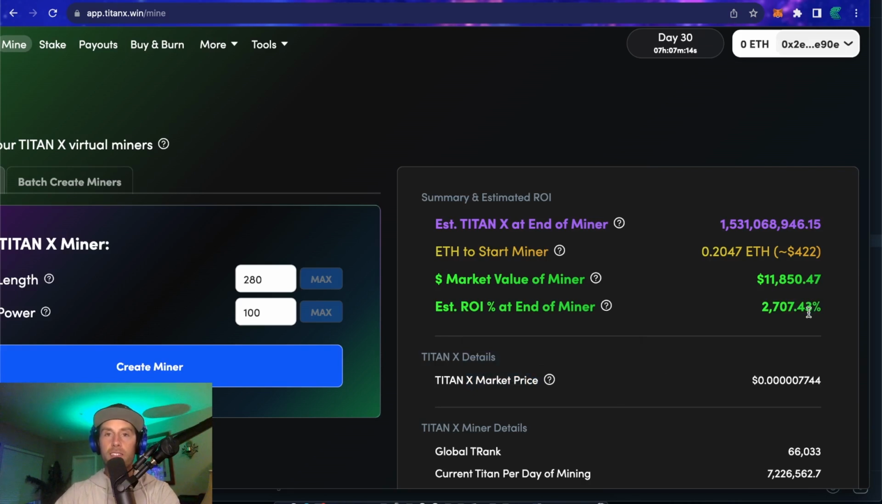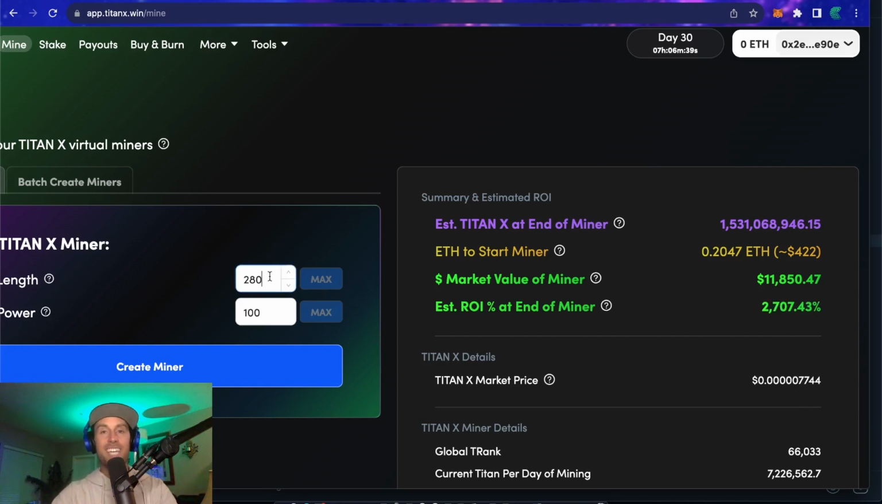Now, the way this is done is, I'm not going to do the math here, but if you were to divide the cost of this miner, so $422, by the amount of TitanX that you're getting from your miner, you're going to get the cost, like the purchase price, if you will, at which you essentially bought into TitanX. And because it's so low in comparison to the market price, that means that the market price is 2,700% higher than your buy-in price. So that's what that means.